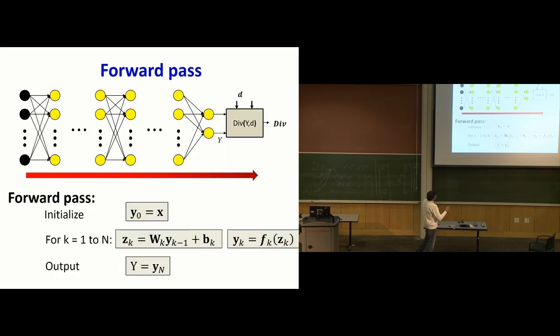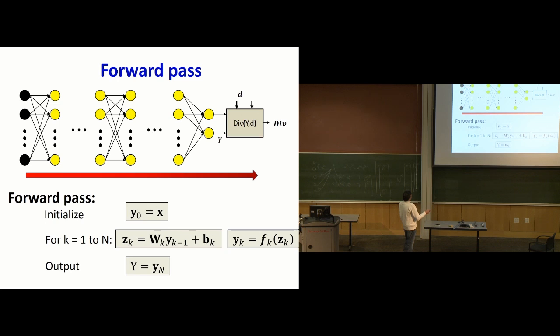And if you now compute the divergence between the output of the network and the target output, that is also going to be just some function applied to the output of the network itself. So here is the entire forward pass.